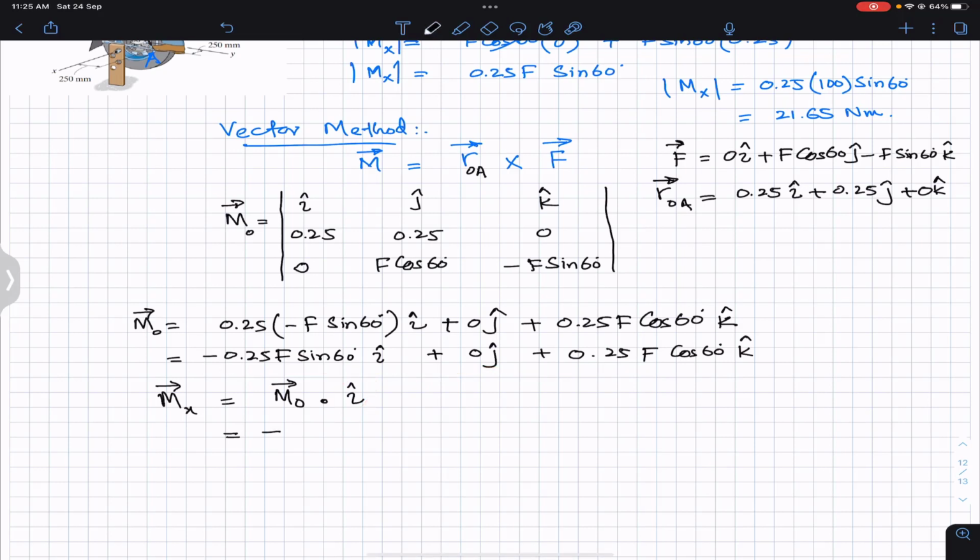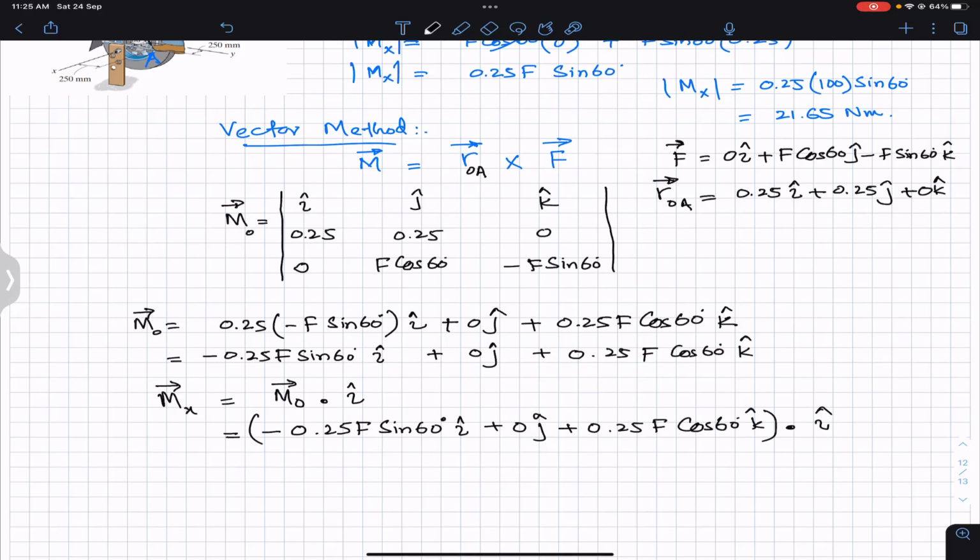So this is minus 0.25 F sine of 60 i plus 0j plus 0.25 F cos of 60 k, and dot product with the unit vector i. As we know, while taking the dot product, i dot i is always equal to 1, and i dot j and k dot i are 0. So this means that we can only multiply this and this.